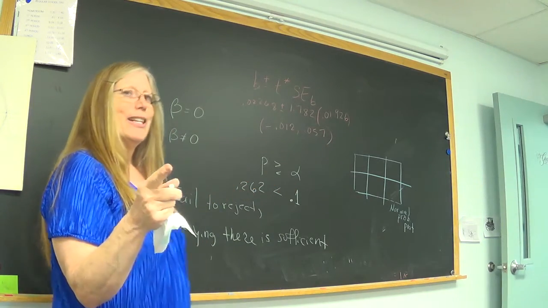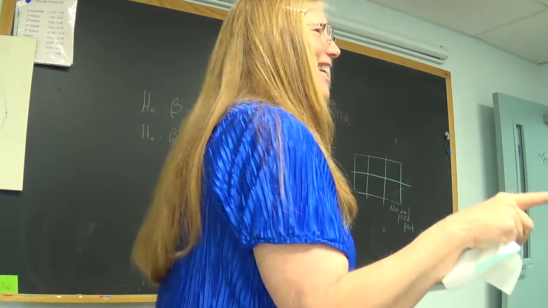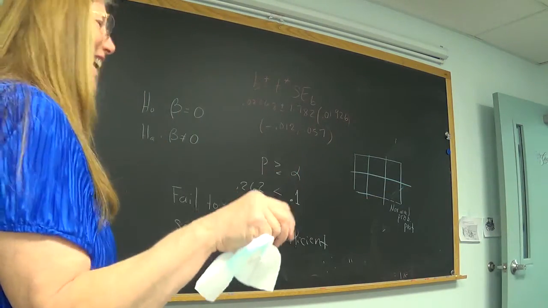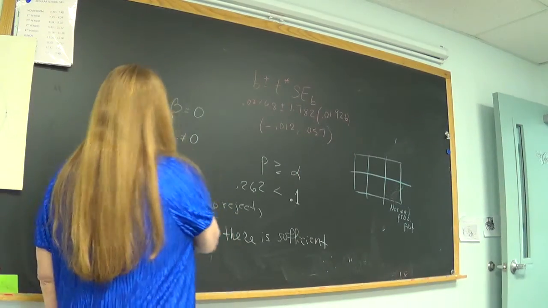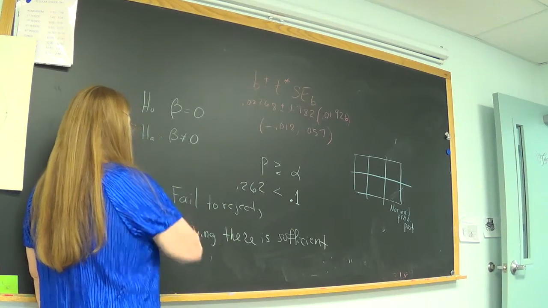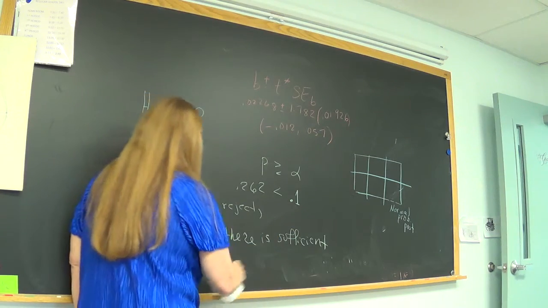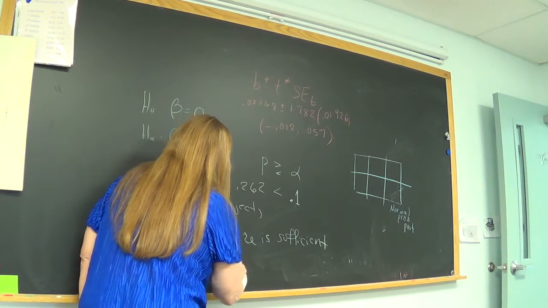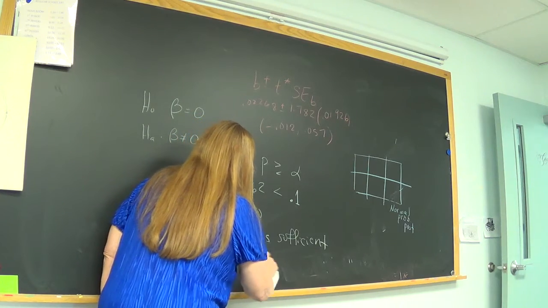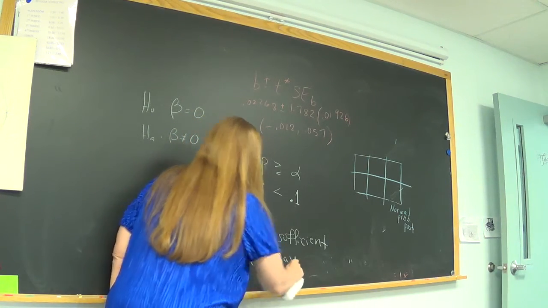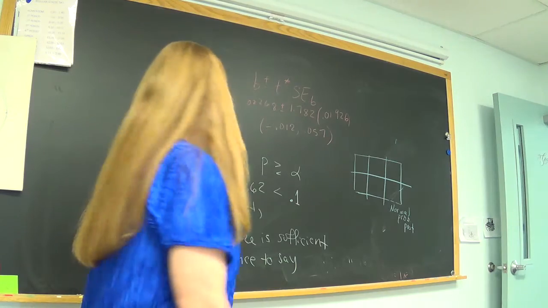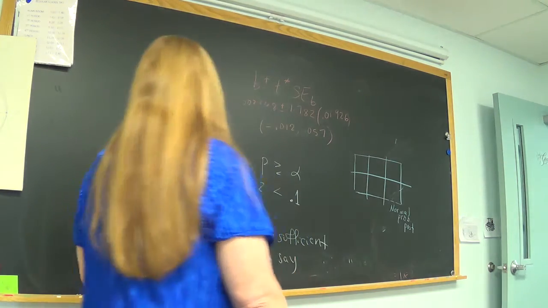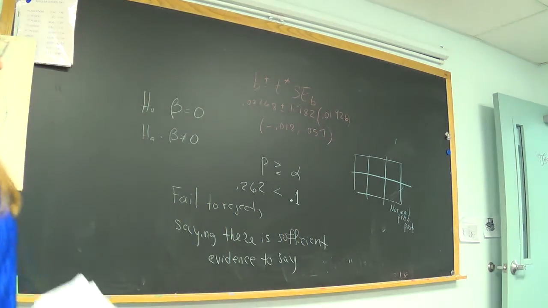Let her finish, let her finish, don't criticize it until she gets it out of her mouth. Go ahead, Maddie. If you say, fail to reject this, meaning there is sufficient evidence. Go ahead, Maddie, say what? Isn't it H sub A is false, or like H sub O is true? We never say H sub A is true.